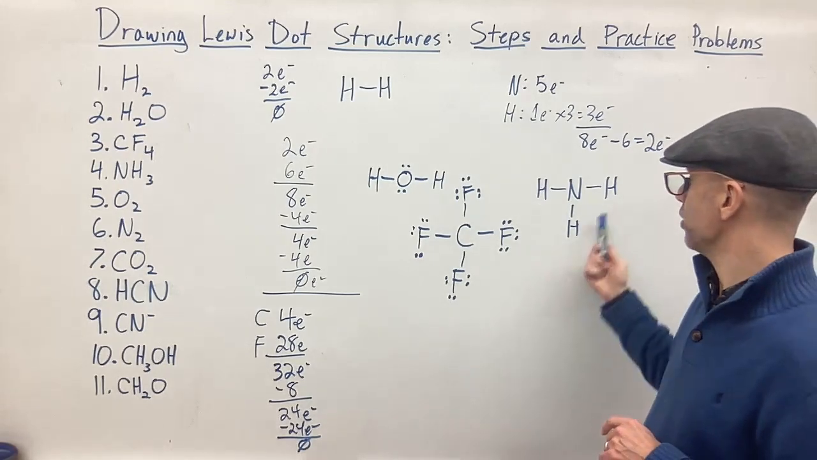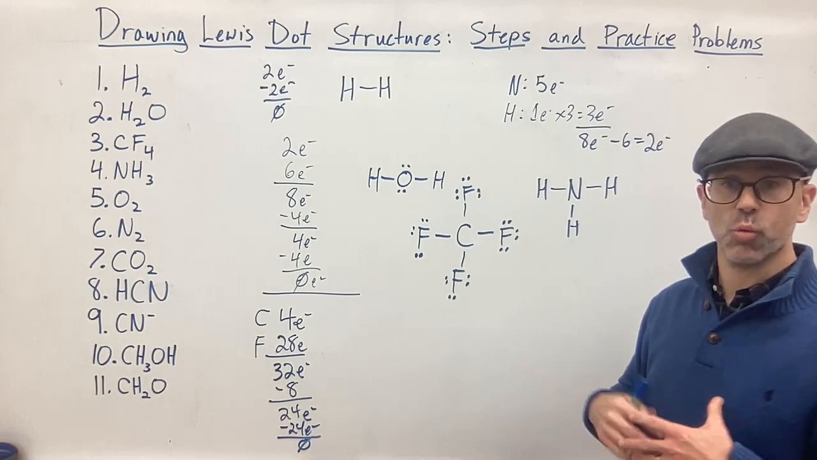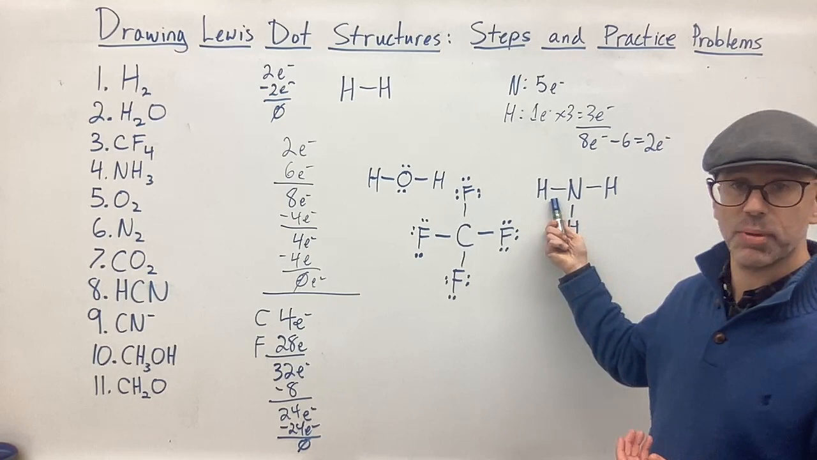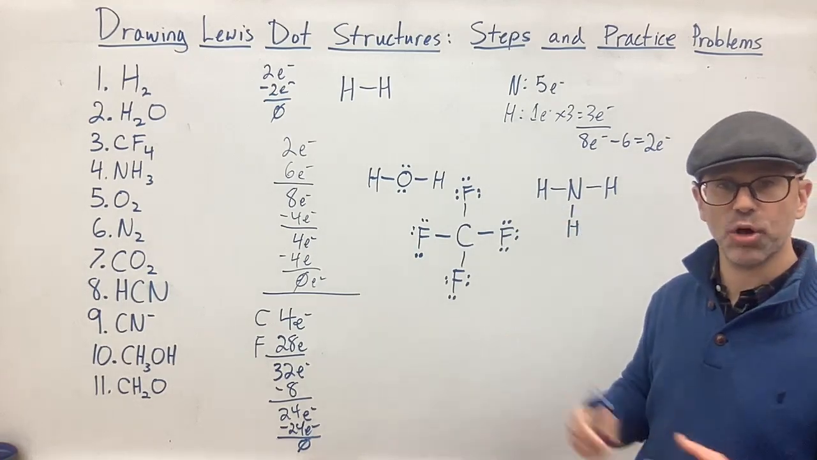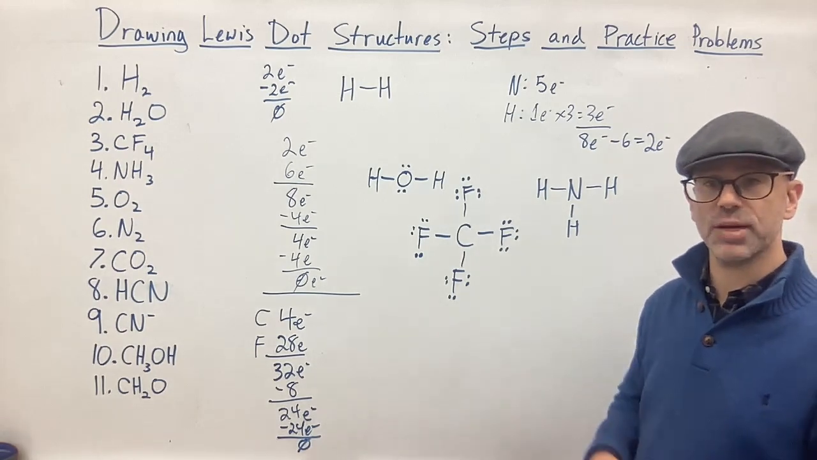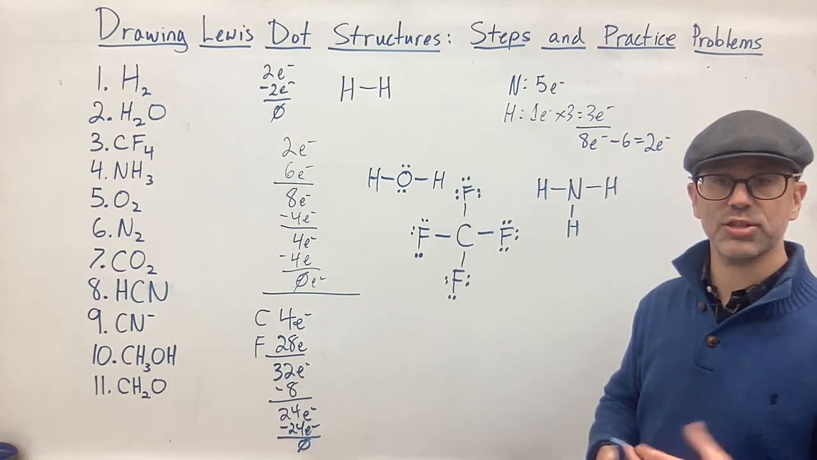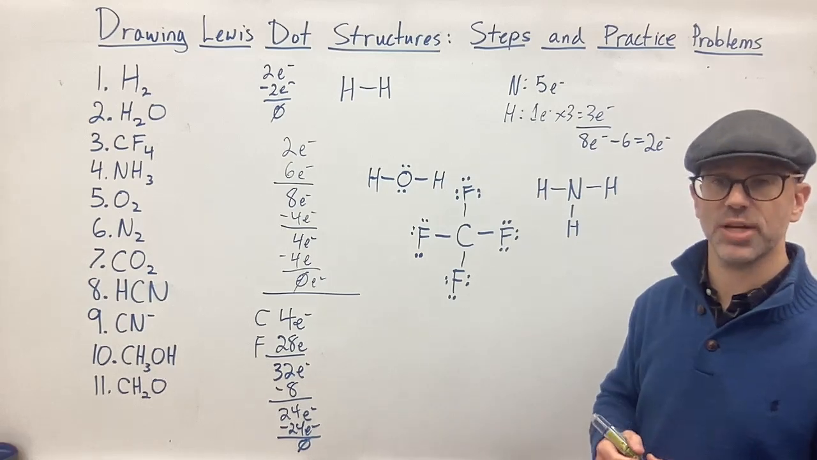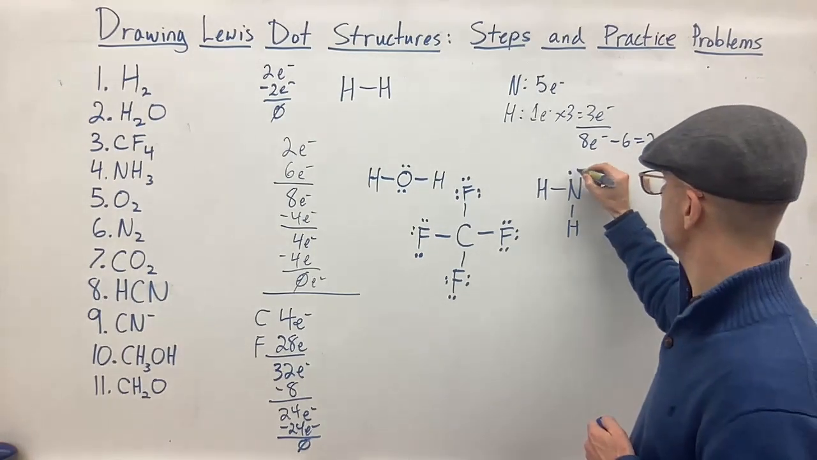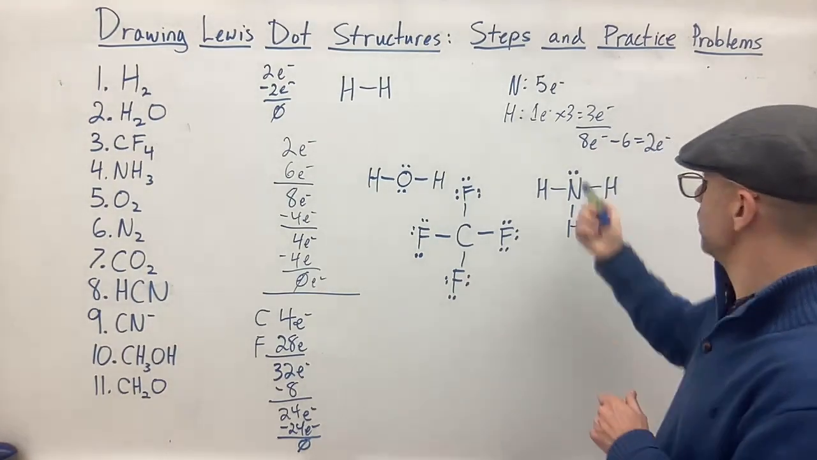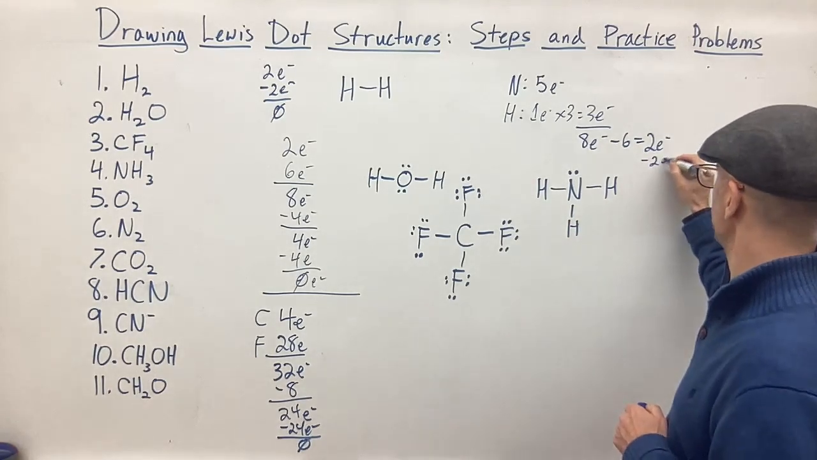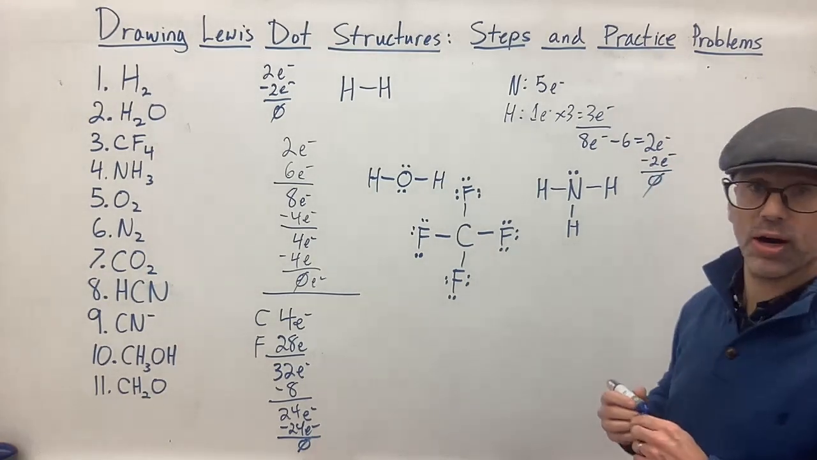But here our outer atom is hydrogen. Hydrogen doesn't want an octet. It's happy with only 2 electrons. It's already got the 2 electrons from the bond. So we're not going to add any lone pairs to our hydrogens. So we can skip step 3, go to step 4. Step 4 says if you've got electrons left over, add lone pairs to your central atom. So we have 2 left over. So we're going to add 2 electrons. We're going to add 1 lone pair to nitrogen. And so we're going to subtract that out. We have no more electrons.